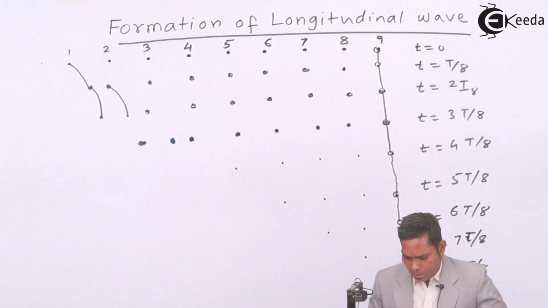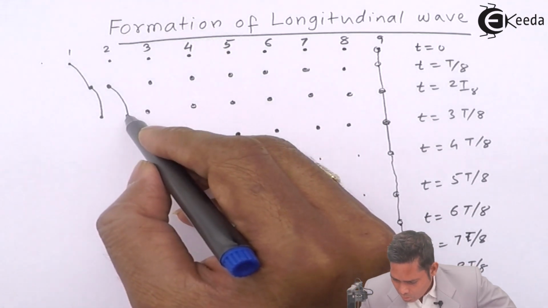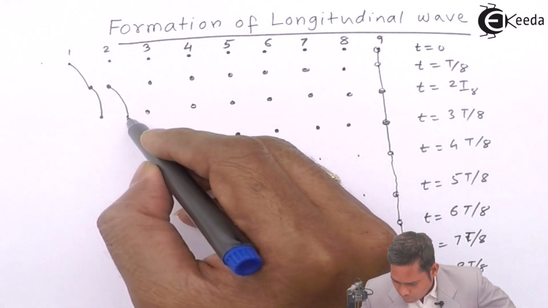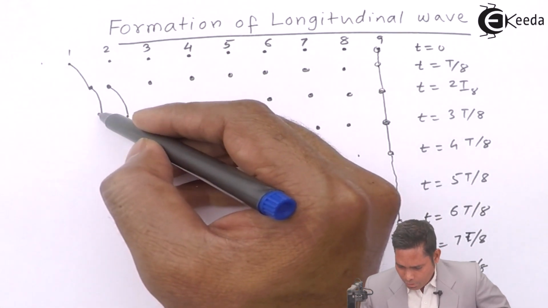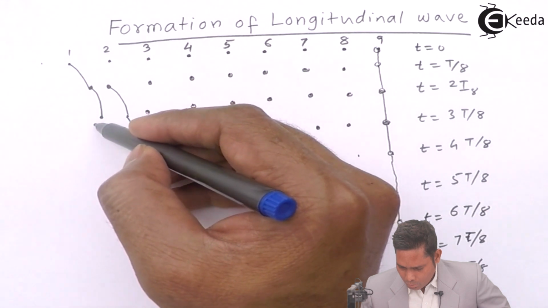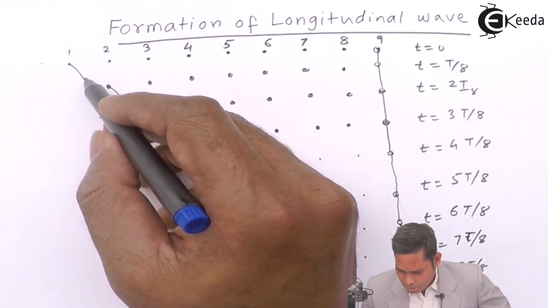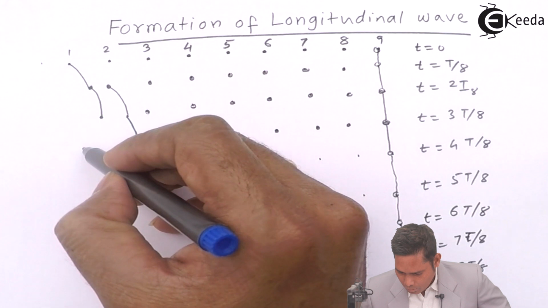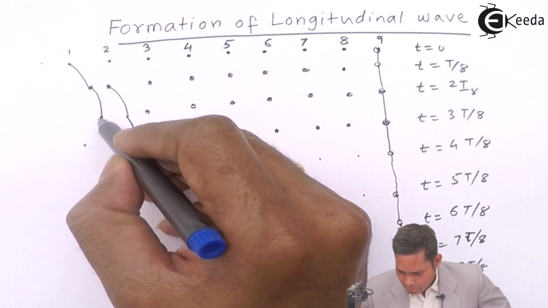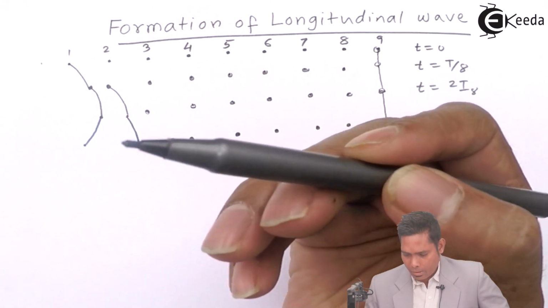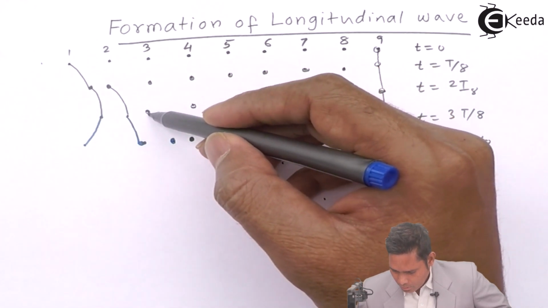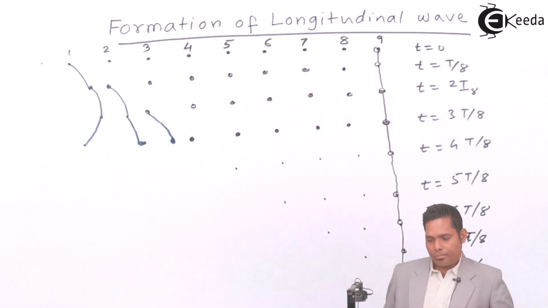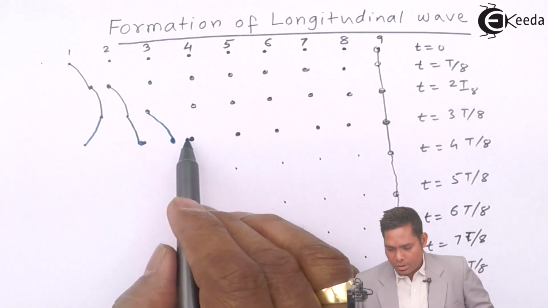So the second particle will move to the extreme position. This particle which was at extreme will come down to the midpoint of this line. It will come to somewhere here. And this particle has moved to the midpoint. This is about to receive the oscillation.